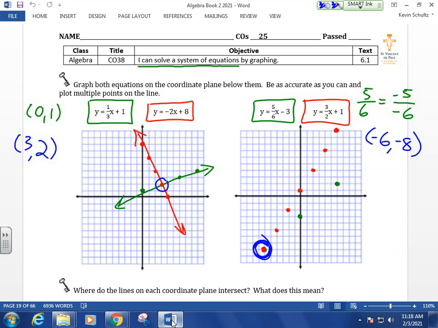Questions so far? Everyone with me? Sure. Great. Okay. Yes. So we're basically just trying to find the point where they meet. Not basically, exactly. Okay.